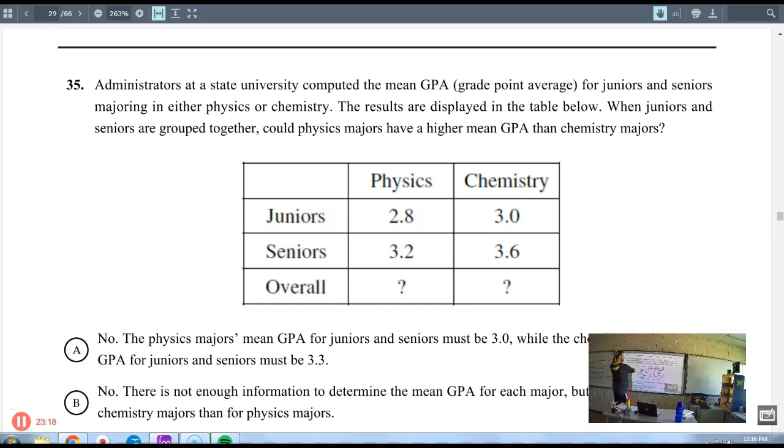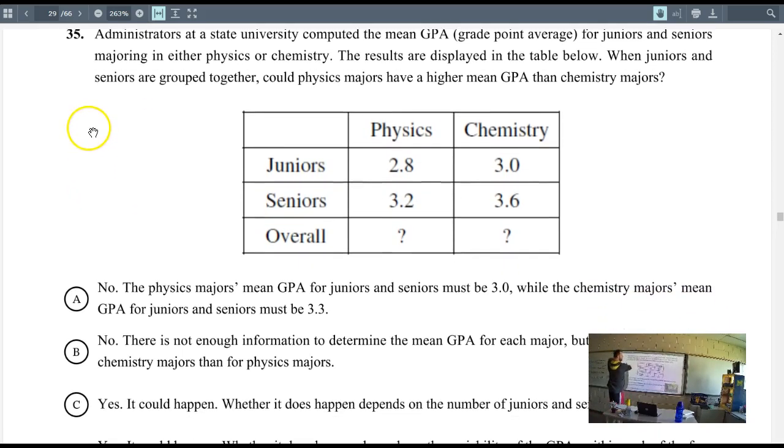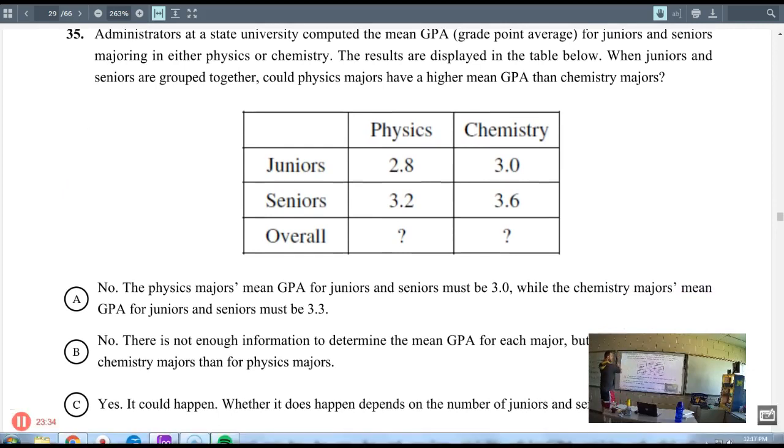When juniors or seniors are grouped together, could physics majors have a higher GPA than chemistry? I think what they're trying to get you to do is look at it and say, okay, 2.8 is smaller than 3, and 3.2 is smaller than 3.6, so therefore the average down here is going to be smaller than the average over there.